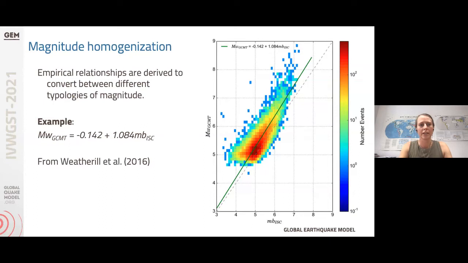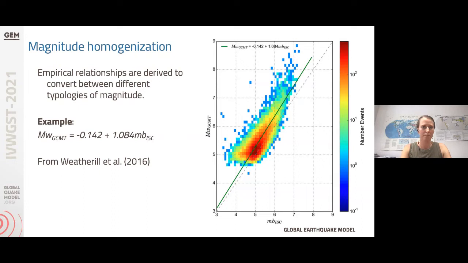So to demonstrate these empirical relationships, the plot on the right is a density plot showing common earthquakes that were recorded in two different scales by the ISC and by GCMT. And we want to convert them to the moment magnitudes as the GCMT has recorded them. And the plot here shows that for some of the earthquakes, the magnitude reported by the GCMT is larger than the body wave magnitude that's reported by the ISC. And so we use this information to regress a function that we can use to convert between the two, and that's shown in the green line here. We can do this for all the common pairs of magnitudes until we've converted as many earthquakes as possible into that common scale.